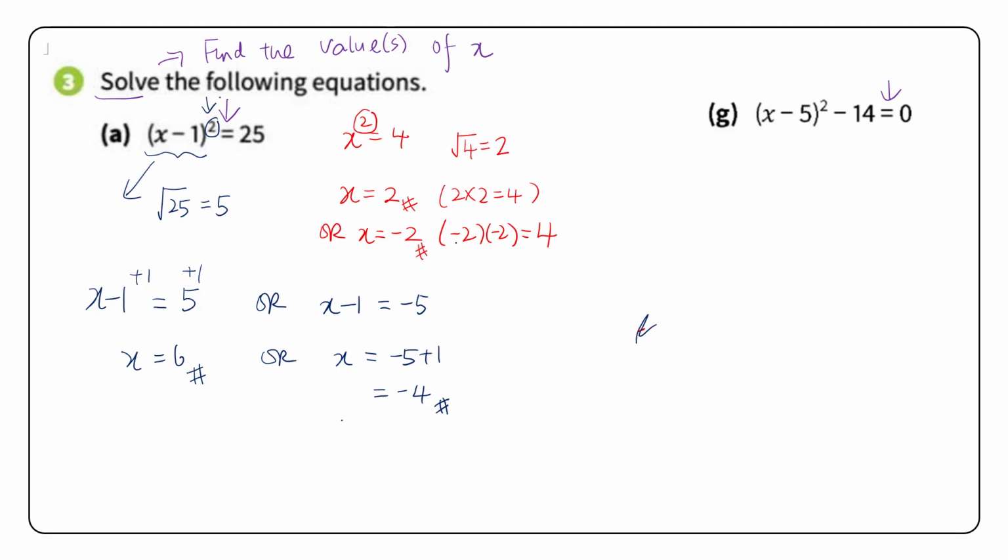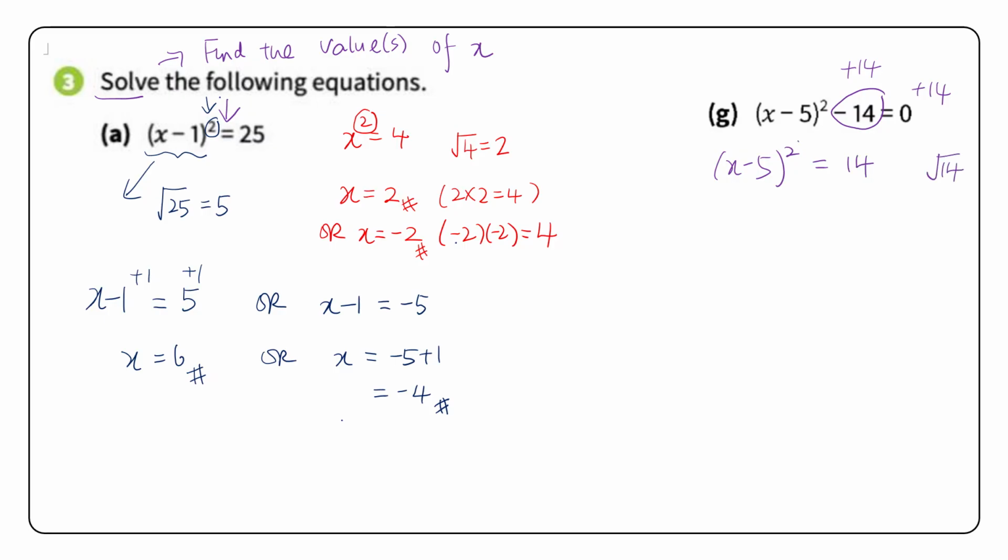Okay, let's look at the next one. So the next one is slightly different from part A, right? Because we have this negative 14 in a way. So you simply have to ask yourself this question: how do I get rid of the negative 14 to make it similar to what you see in part A? Yeah, you just basically plus 14 on both sides. And then you square root 14, right?